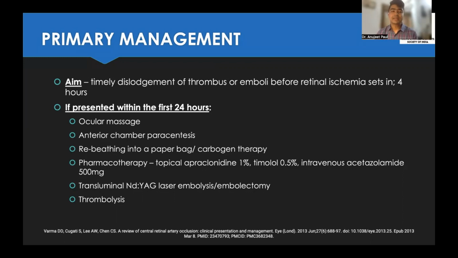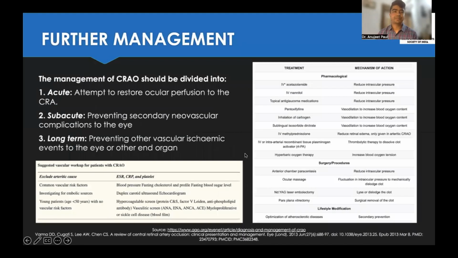Anterior chamber paracentesis can also be done at the slit lamp to reduce the intraocular pressure. Rebreathing into a paper bag, that is carbogen therapy, pharmacotherapy with topical apraclonidine 1%, timolol 0.5%, or intravenous acetazolamide 500 mg, a transluminal ND-YAG laser embolysis or embolectomy, and thrombolysis may be tried.